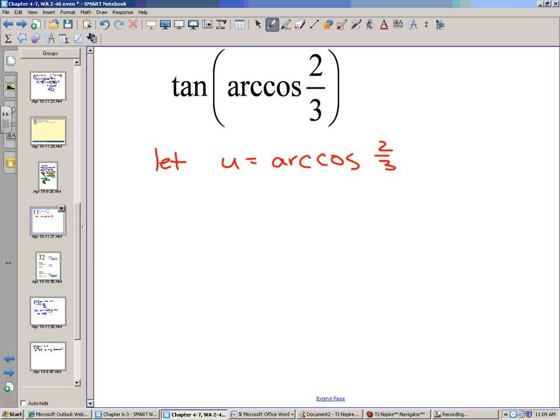Is 2/3 in my domain? Is it a number between -1 to 1? What's 2/3? 0.6666666, right? So that's in my domain. In my range, is there an angle that exists that has a cosine of 0.66666? Okay? So we have to figure out how we can do that. Now, how do I get rid of arc cosine? How do you cancel it? With the cosine. So what you're going to do here is you're going to take the cosine of both sides.